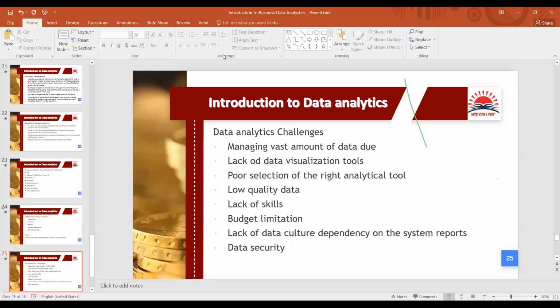So as we analyze data, let's make sure that the quality of the data that we collect is actually of high quality, so that at the end of the day, we are able to make the correct predictions and the correct application of the same. Then also there's the issue of skill sets.